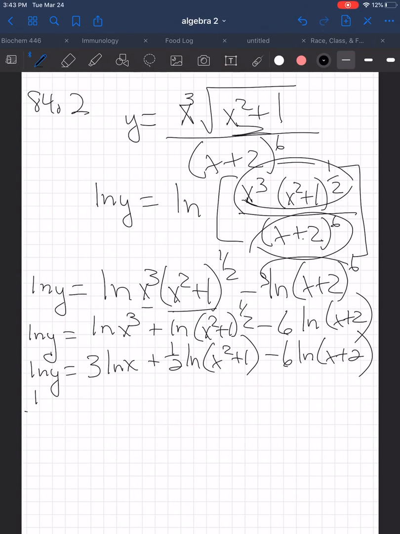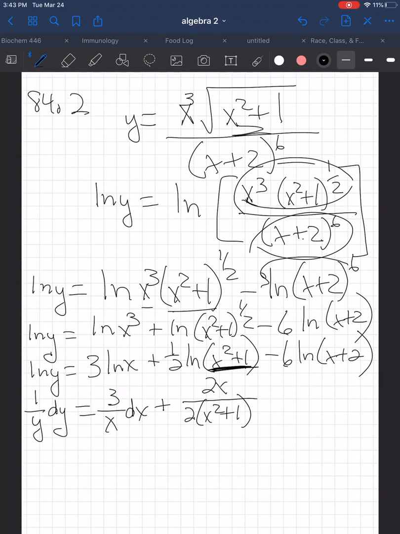All right, so this becomes 1 over y dy. This will become 3 times 1 over x, or 3 over x dx. This will become 1/2 times the derivative of this, so that'll be, in the denominator, we'll have 2x squared plus 1, but don't forget now we have to multiply by the derivative of this. So the derivative of that is 2x, and that's dx. Then minus 6 times the derivative of this, which is that dx.